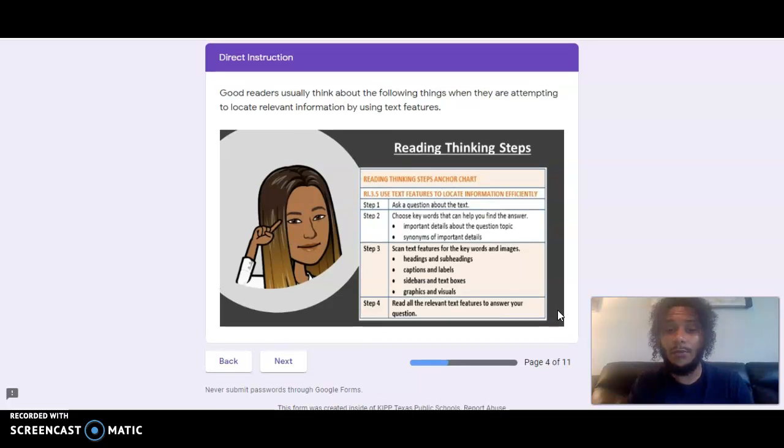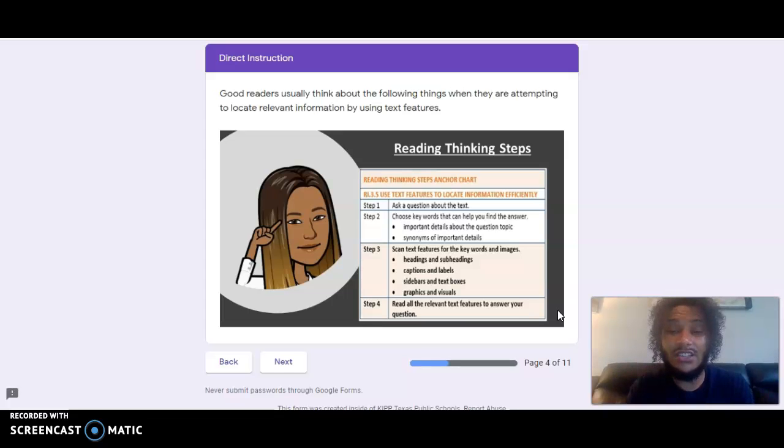So when you see a little gist or anchor chart like this, these are pretty much like your CFUs. This is telling you what a good reader does while they're reading. So it says good readers usually think about the following things when they are attempting to locate relevant information by using text features. Now this is an important word right here, relevant.